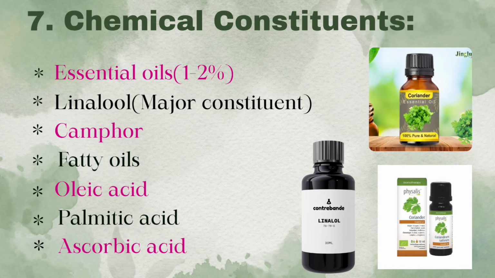Next, the chemical constituents of coriander are as follows. First, essential oil 1 to 2%. Second, linalool, the major constituent of coriander. Third, camphor. Fourth, fatty oils. Fifth, oleic acid. Sixth, palmitic acid. And last is ascorbic acid.